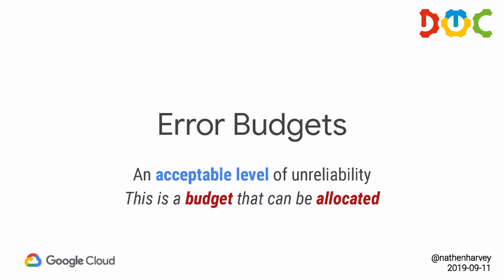And the SRE practice that we use for that is error budgets. So an error budget is an acceptable level of unreliability, and that budget can be allocated. It's very similar to the personal budget that you have for your own personal finances. When you spend too much money, you blow through all of your budget. But we can use these error budgets to help us have these conversations, to reach agreements on this.